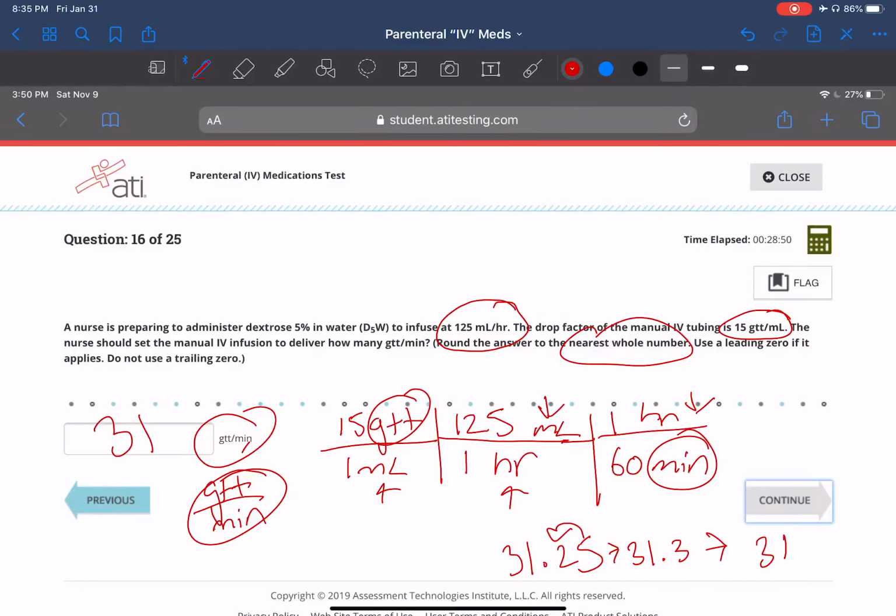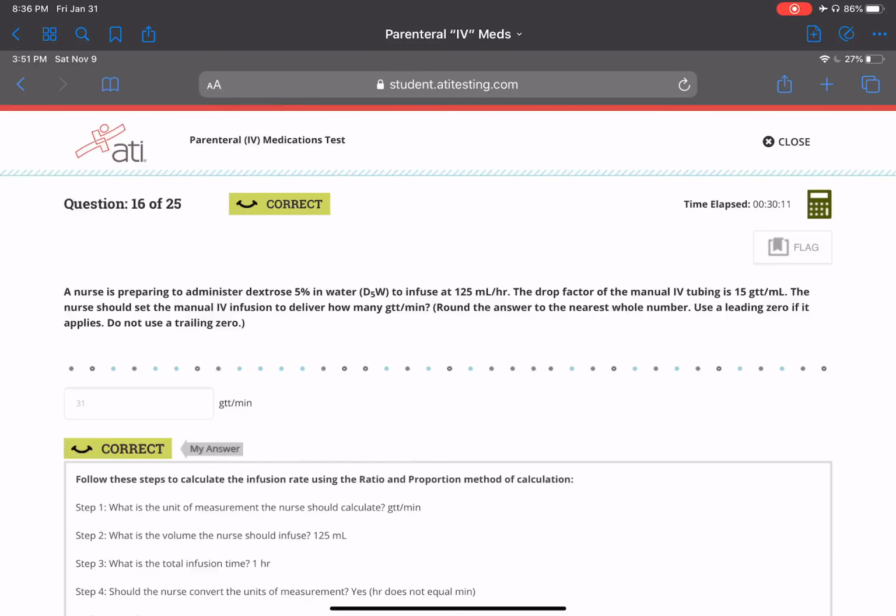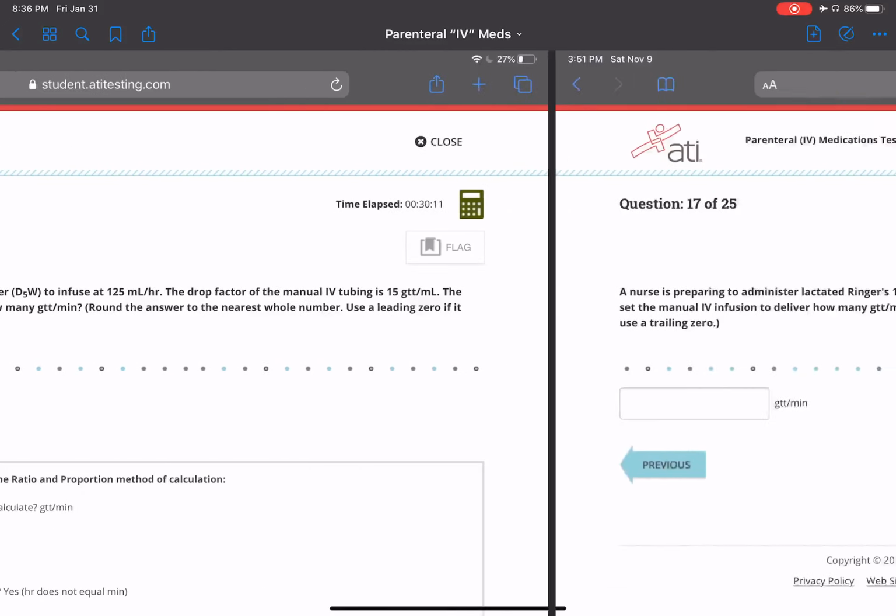So real quick, because I just want to make sure my math is right, I'm going to multiply across the top and divide by the bottom again. So 15 times 125 times 1 divided by 1 divided by 1 divided by 60. And yes, I got the same thing. So 31 is the answer. Let's just double check to make sure that's right. And yes, 31 is the correct answer.